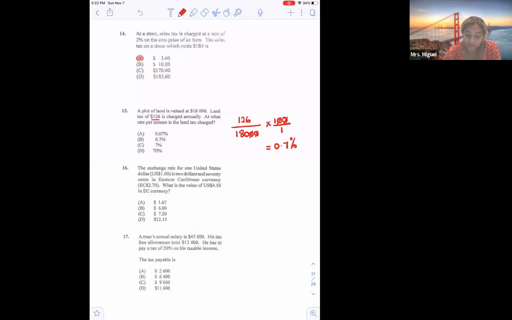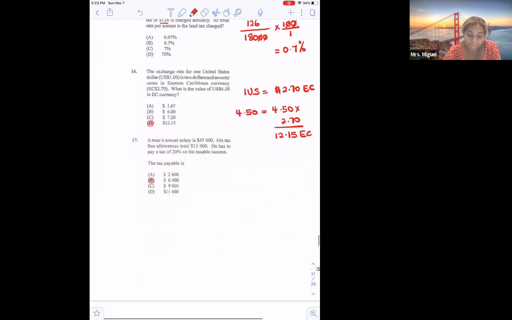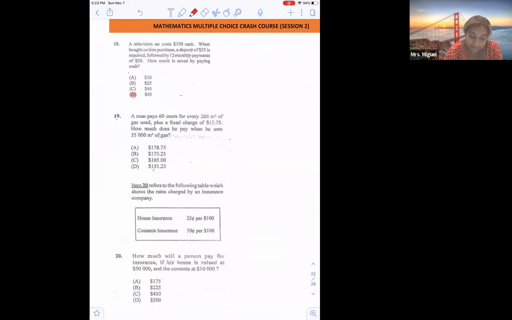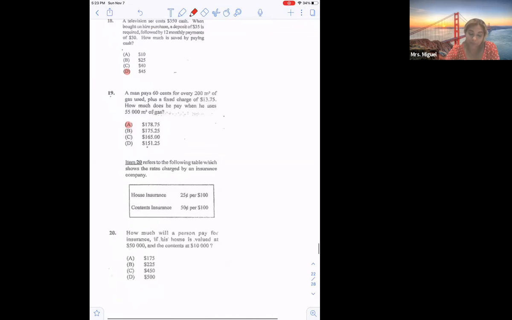The exchange rate for 1 US is 2.70 EC. How much would $4.50 US dollars be? $4.50 by 2.70 will give us $12.15 EC. So we have to multiply. Number 19, we do this one at 17, we worked that already, that is 6,400. Number 18, we did that. 19, we did that. And 20, I will do this one with you.